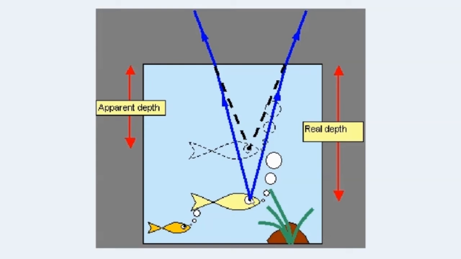So these two rays of light coming off the fish, the ray on the right bends away from the normal, the ray on the left bends away from the normal, and our eye that's up here, remember our eyes think that light always travels in a straight line. So our brain says, follow the blue lines, which now in a straight line become the black dotted lines, and where they meet is where we will see the fish. And that is the apparent depth of the fish, which is less than its real depth.